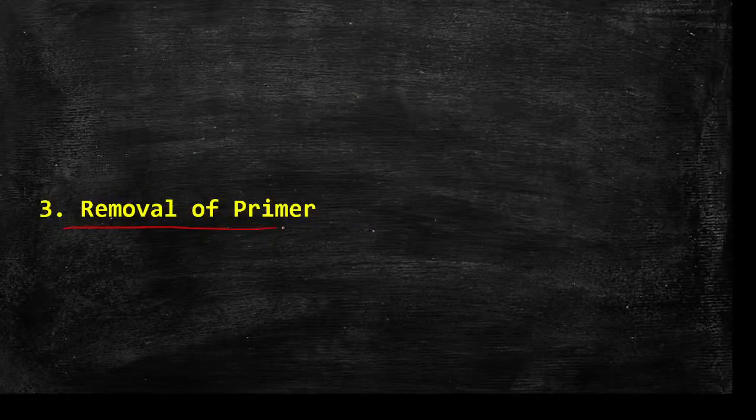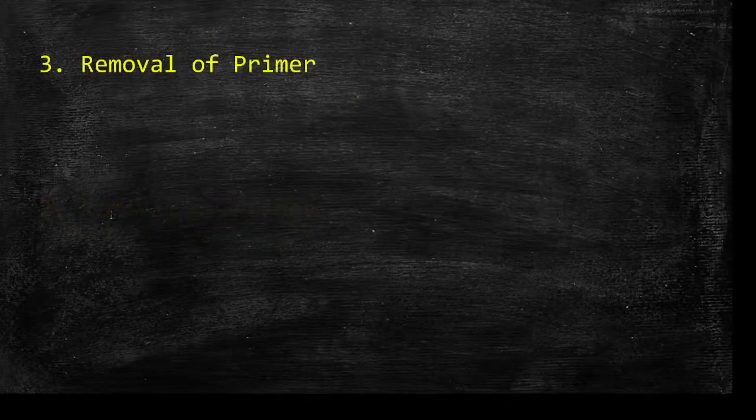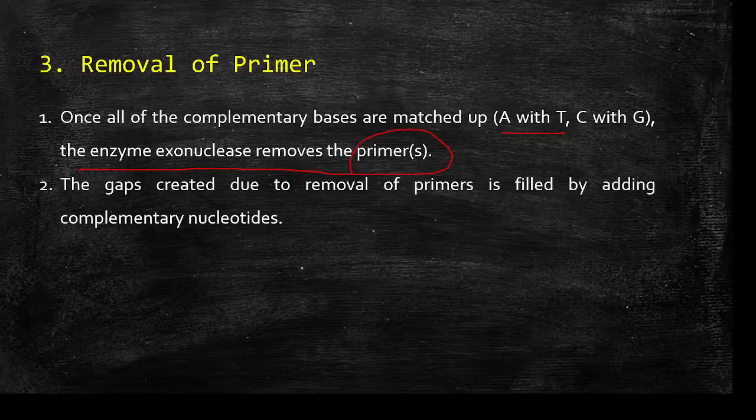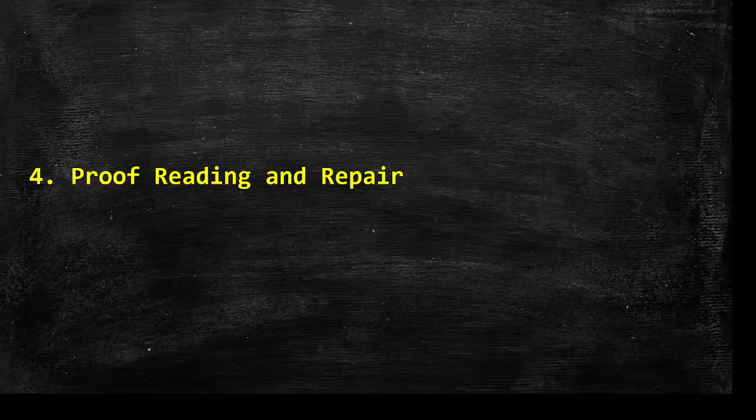Okay, so finally the next step is the removal of the primer. Once all of the complementary bases are matched up, that is adenine is attached to thymine and cytosine with guanine, the enzyme exonuclease will remove the RNA primer. So the gaps created due to the removal of the primer are filled by adding complementary nucleotides. And that again is joined together by the DNA ligase enzyme.